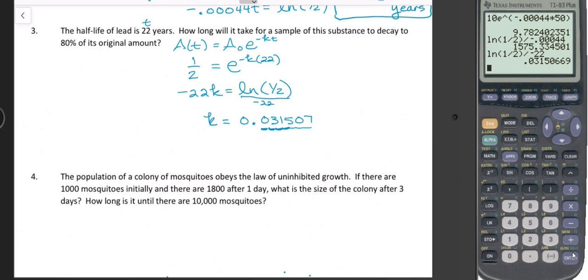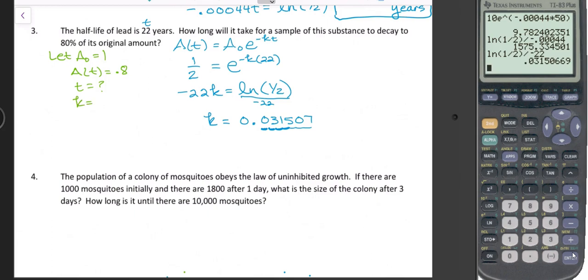Okay, so now we can answer the question. The question asks, how long will it take for a sample of this substance to decay to 80% of the original amount? So that means that we're going to, again, let our initial amount be 1. Anytime they don't give me an initial amount, letting your initial amount be 1 is the easiest route to go. And my final amount is 80% of that. So 80% of 1 would be 0.8. So that's my final amount. And we're looking to figure out what the time is.